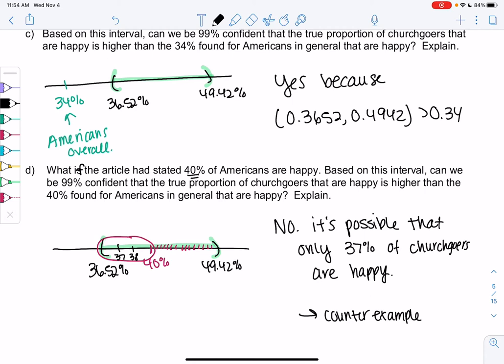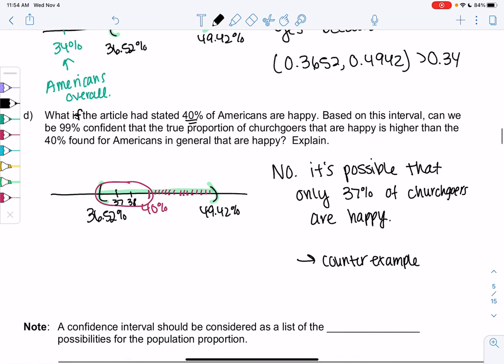You can't say 41, because 41 is happier. So there are some numbers that are happier. We just don't know. So we're not saying they're not happier, we're just saying we don't know. And that's because, again, a confidence interval is a list of the reasonable possibilities for the proportion. So anything in the interval is reasonable. So 41 could happen, but 39 could also happen. So we just don't know. They might be happier, they might not. The confidence interval alone doesn't prove that.